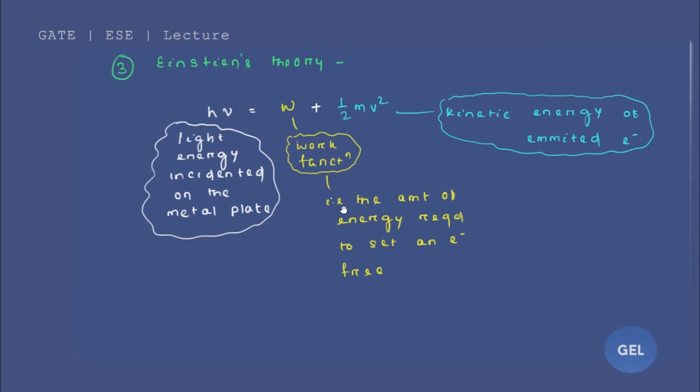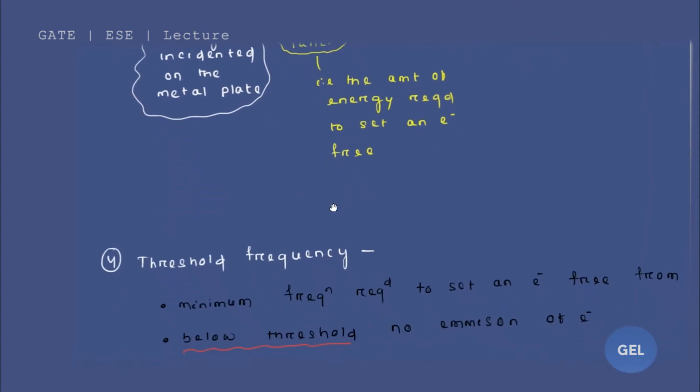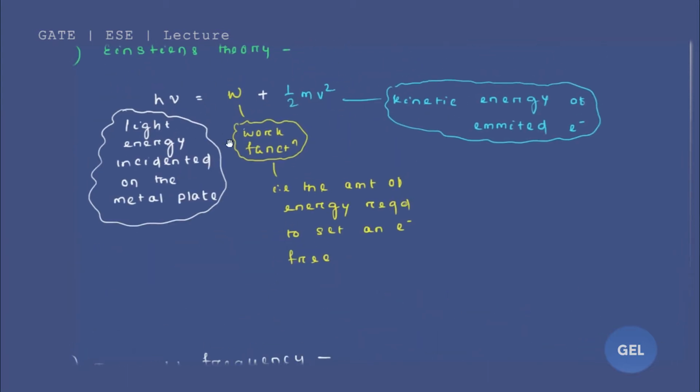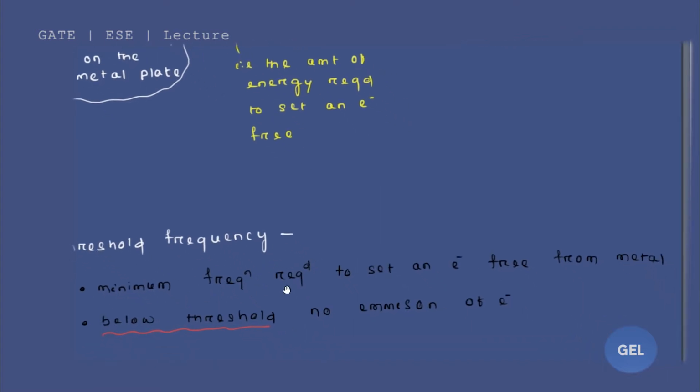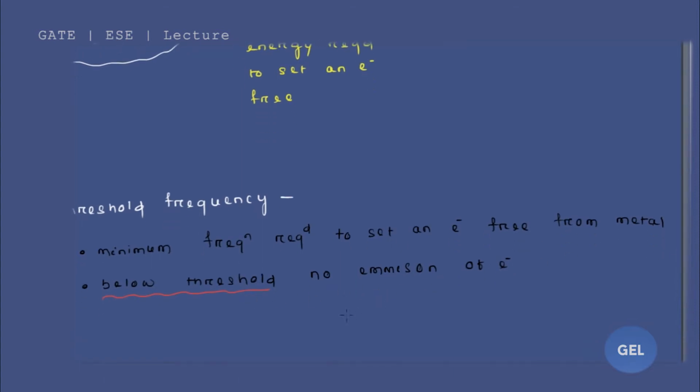Look here carefully, there are two terminologies I am going to cover. You know this formula, you understood this formula. Now get into the threshold frequency terminology. What is threshold frequency, sir? Threshold frequency means the minimum frequency required to set an electron free from the metal. That means below the threshold frequency there will be no emission of electrons.